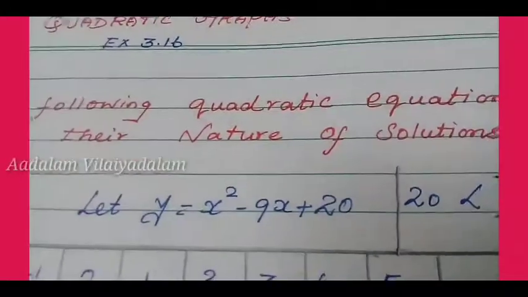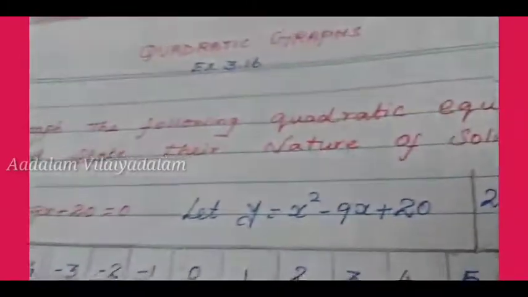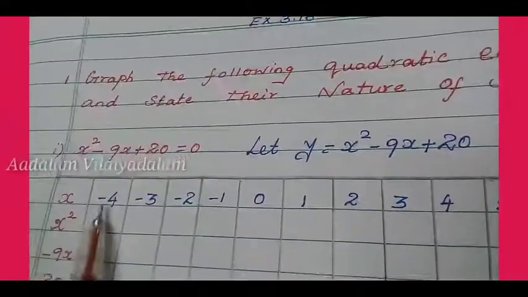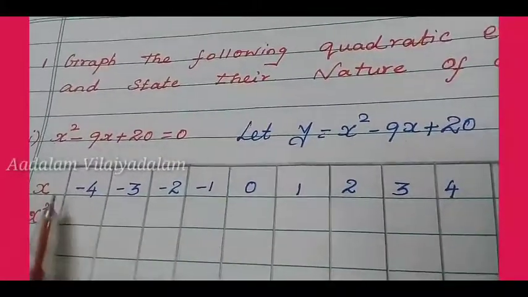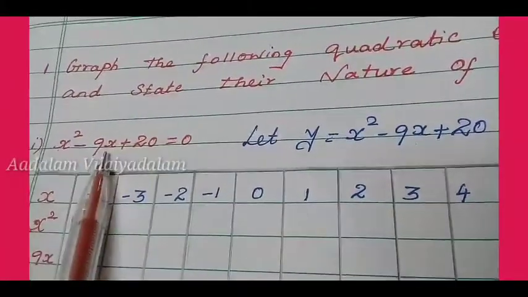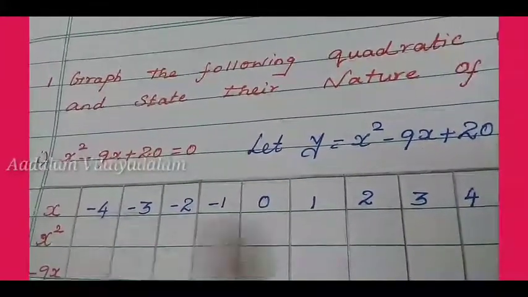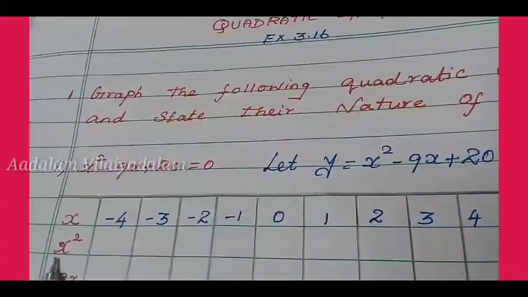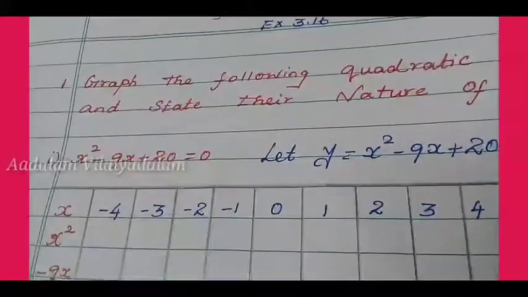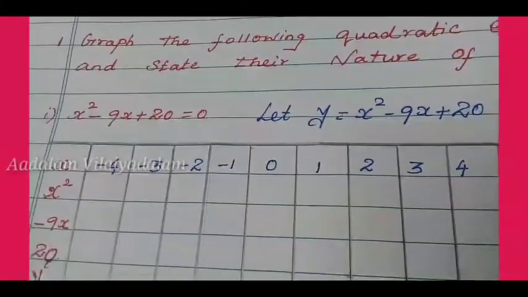So the graph intersects the points 5 and 4 only. That's why we take x values from minus 4 to plus 5. We have to take the x values according to the quadratic equation. Here x values start from minus 4 to plus 5. Next we have to find the x square value. Next, minus 9x, and plus 20 is the constant value.